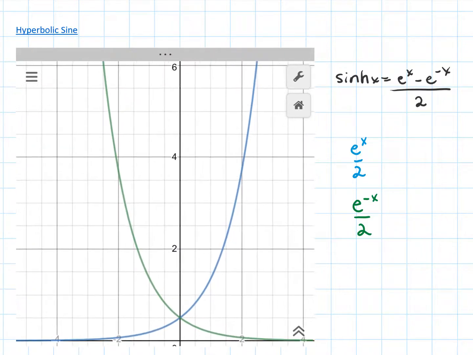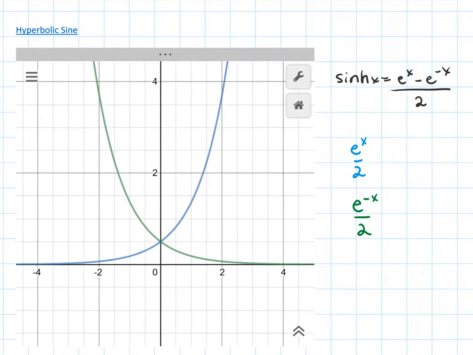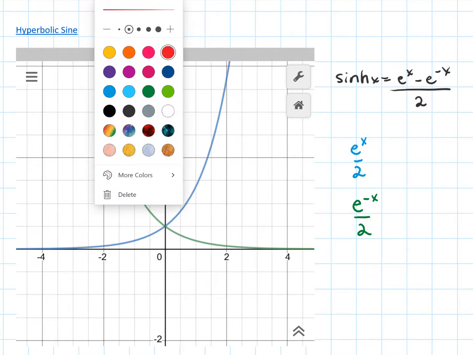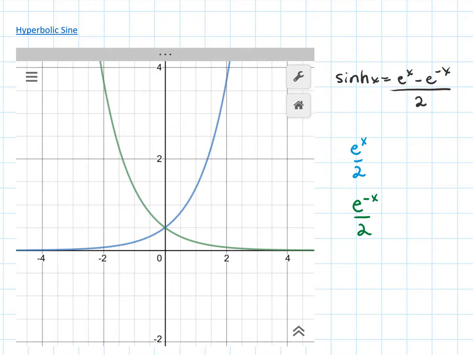And so if we were to think about subtracting those two curves, you can see that at 0 we would be passing through 0. I was trying to draw on my Desmos graph, but I can't, because I'm actually in a web browser. Sorry about that.